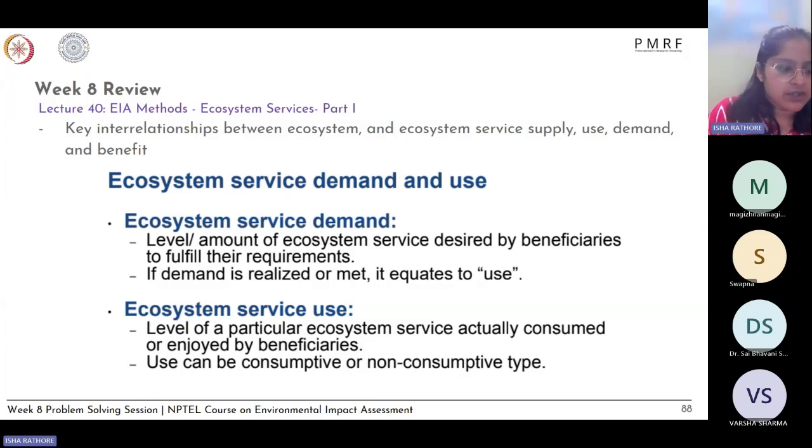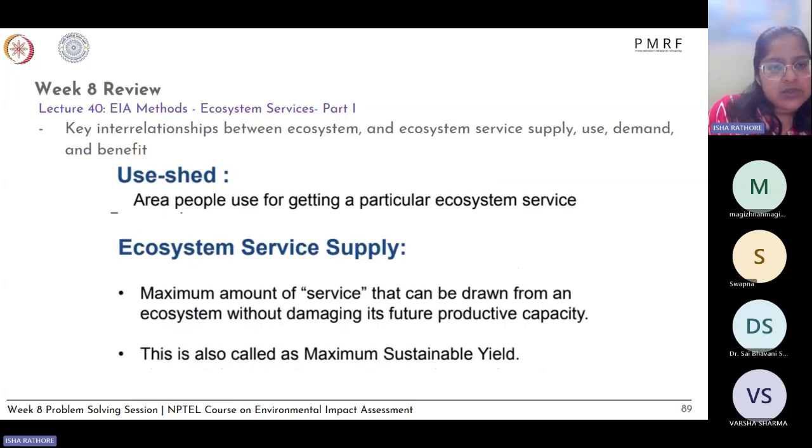So for the ecosystem services also we have a demand and use kind of curve, because we are associating the services to a monetary kind of angle. So we look at the demand and use curve, which we see in economics specifically as well. So usage again is the area people use for getting a particular ecosystem service. Another definition: the ecosystem service supply is the maximum amount of service that can be drawn from an ecosystem without damaging its future productive capacity. And this is also called maximum sustainable yield.